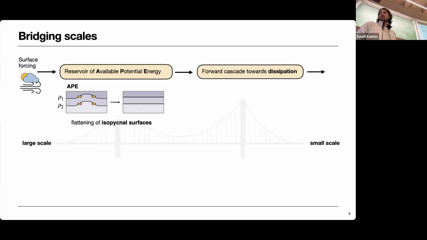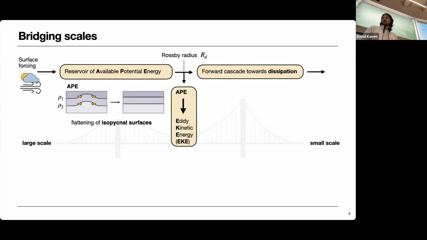And now, one important role of eddies is to transfer this energy towards smaller scales, towards dissipation. And this happens through turbulent scale-scale interactions, an important role of turbulence in general. And then in the mesoscale, more particularly at the scale of the Rossby radius of deformation, where eddies are formed, this available potential energy is extracted through baroclinic instabilities and forces the eddy field. So it gets transformed to eddy kinetic energy.